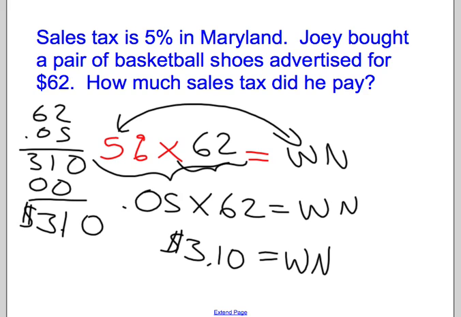Now, does the question ask for us to put that in the total? Does it say what was the total cost of the shoes, or is it just asking what's the tax? How much sales tax? Yes, ma'am. Couldn't you just take 62 times 5 and move over the decimal twice? That's what you do. Wonderfully done.